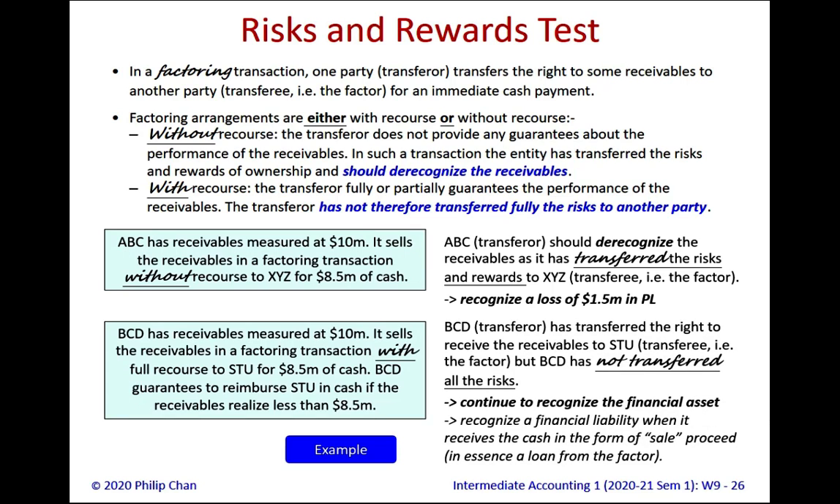BCD has transferred the right to receive the receivable to STU, but BCD has not transferred all the risk and would continue to recognize that receivable in BCD's financial statements, and then recognize the money received by debiting the bank and crediting a financial liability. In this case it could be considered as a loan from the factor, which is STU.